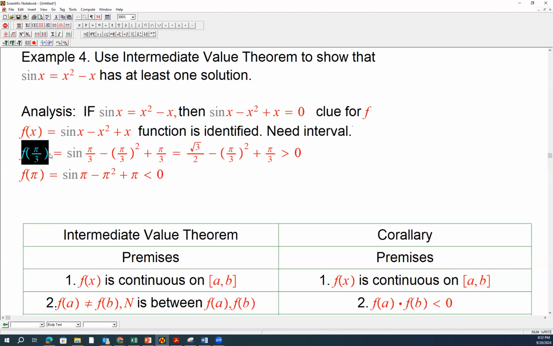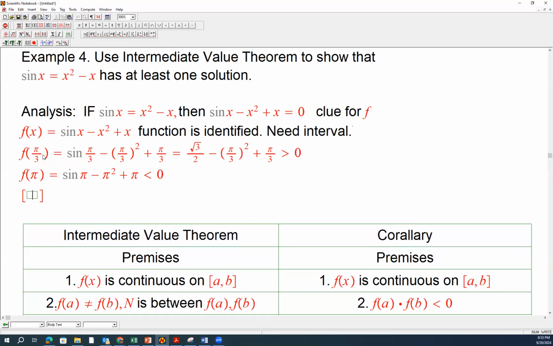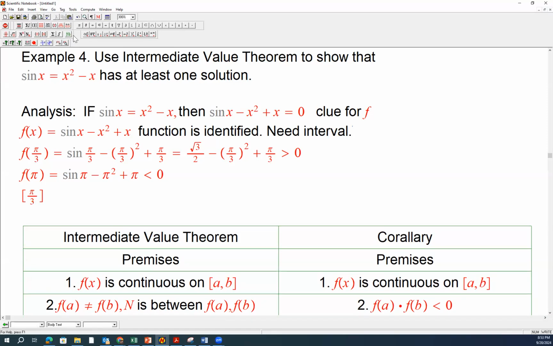So between f of pi over 3 and f of pi, there's a 0, right? So I got my interval, and that's my interval. My interval is pi over 3, comma, pi. You see, the intervals are not unique.